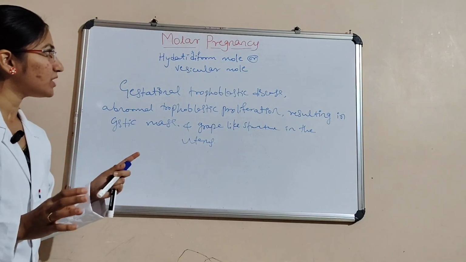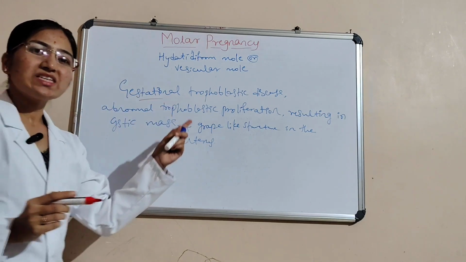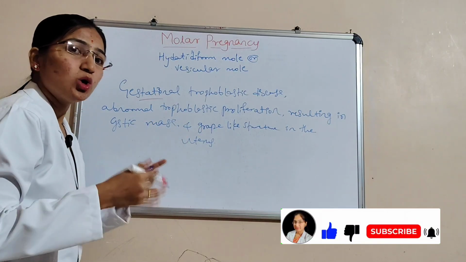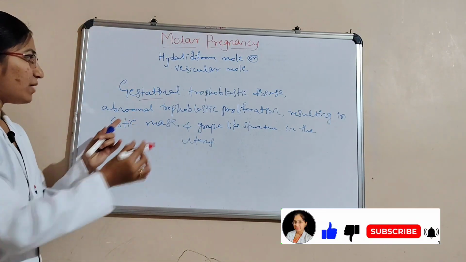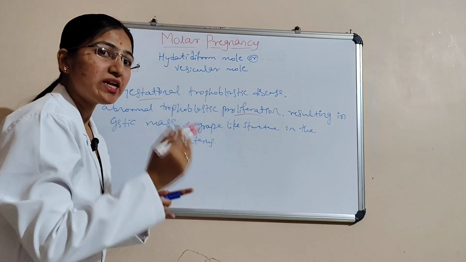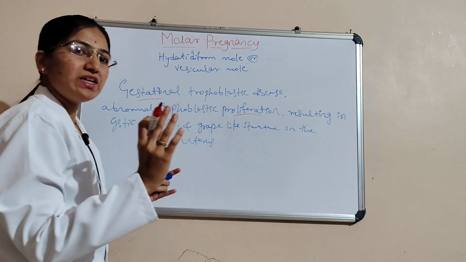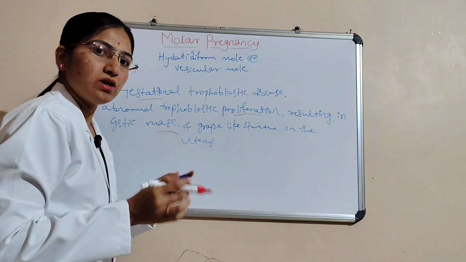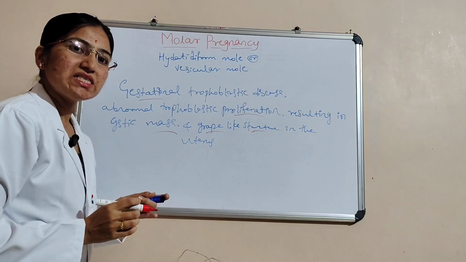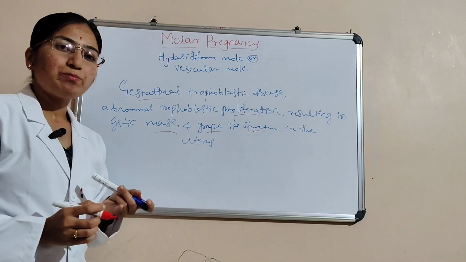Molar pregnancy is nothing but a type of gestational trophoblastic disease. Trophoblastic tissue takes growth and multiplication, that is only abnormal trophoblastic proliferation. Growth and multiplication of trophoblastic tissue takes place inside the uterus, and it is found as a mass, present like a grape-like structure that we can see inside the uterus. This is nothing but a molar pregnancy.